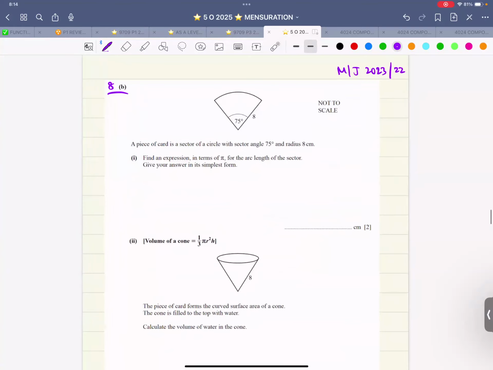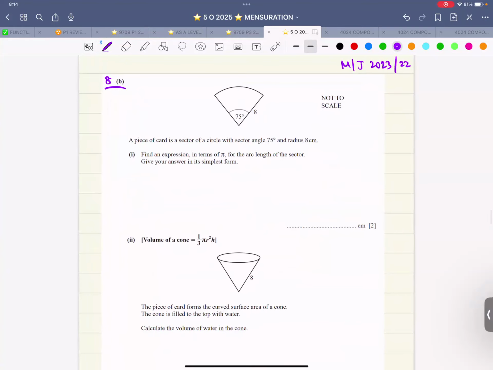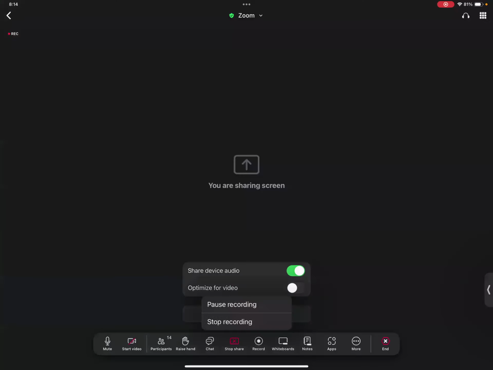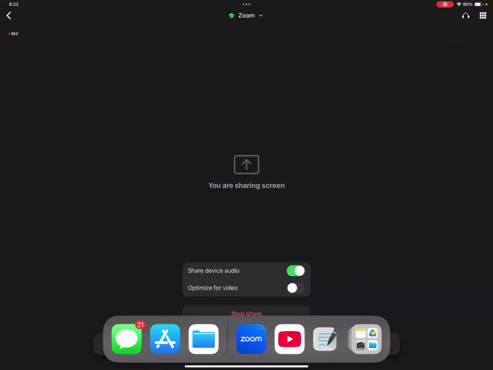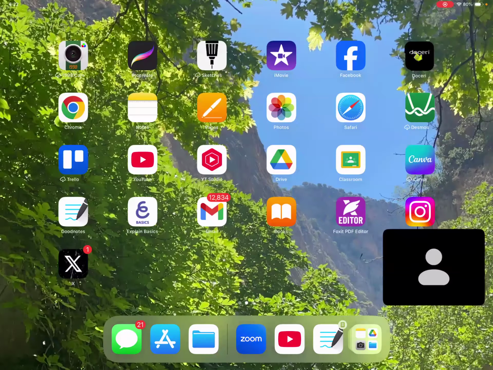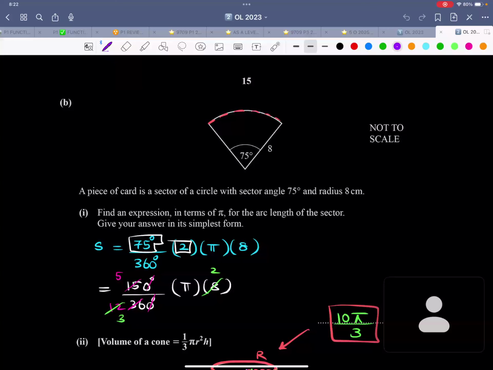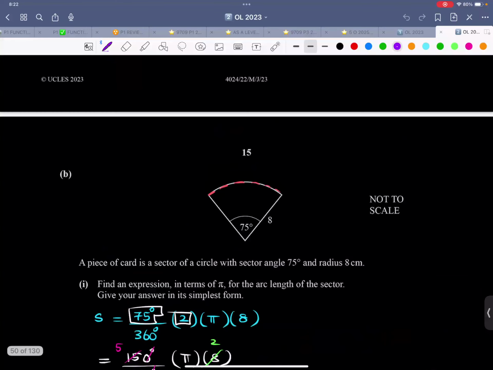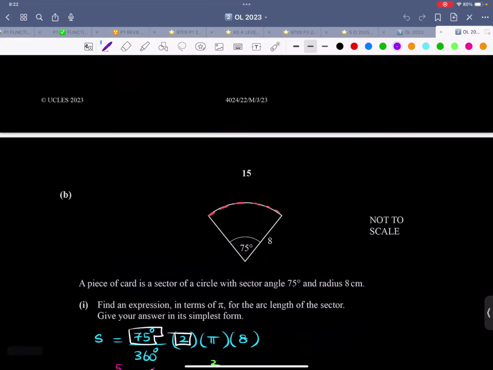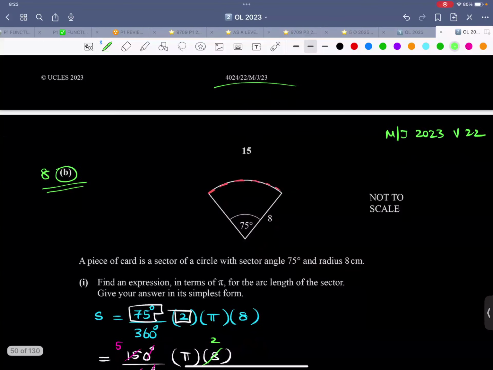Just look at this and try it out. Let me pause the recording. So now, let's try out this question, which is from May, June 2023, variant 22. Let me write it over here: May, June 2023, variant 22. It's right over here, and this is question number 8B.